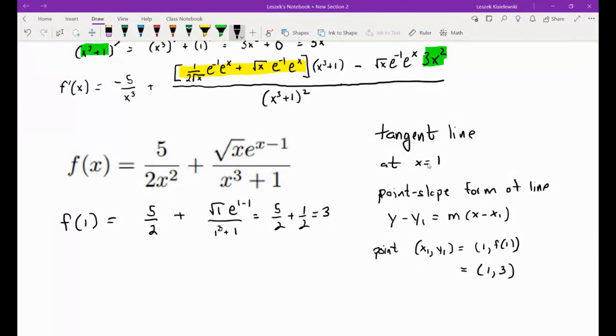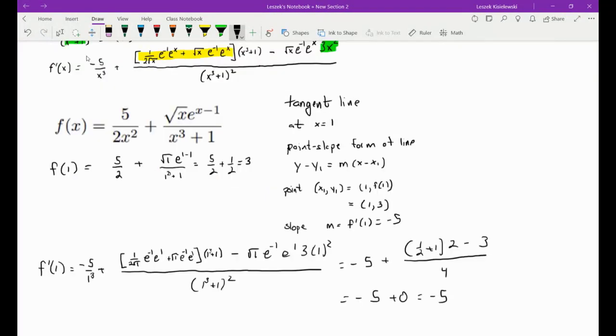This is our point of tangency. And then, of course, to get the slope, that's just the derivative of the function at 1. So let's go ahead and evaluate this derivative at 1. So we get that the slope is -5.